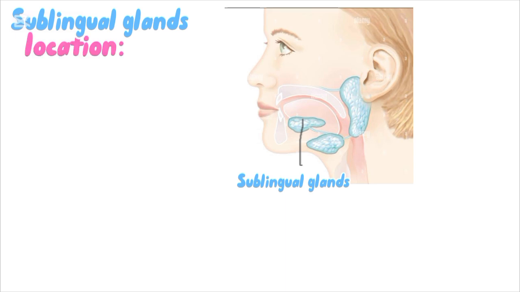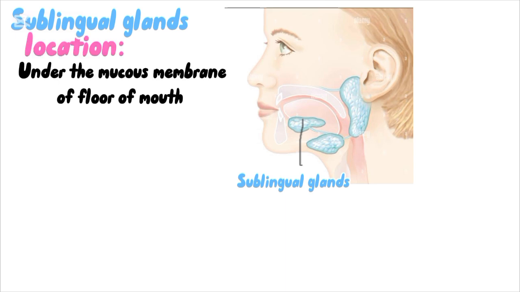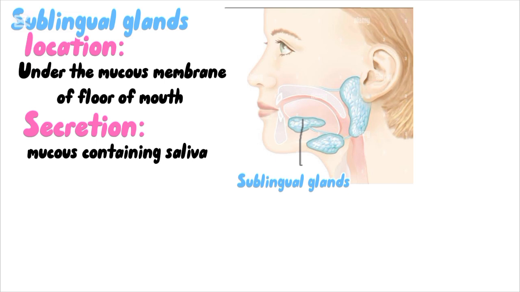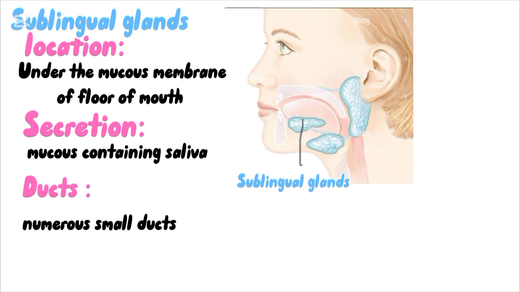Sublingual glands. These glands are situated under the mucous membrane of the floor of the mouth in front of the submandibular glands, and they secrete mostly mucus containing saliva into their numerous small ducts that open onto the floor of the mouth.